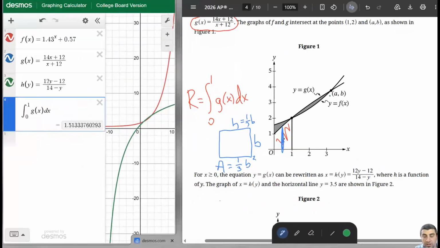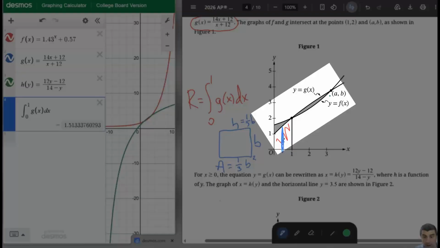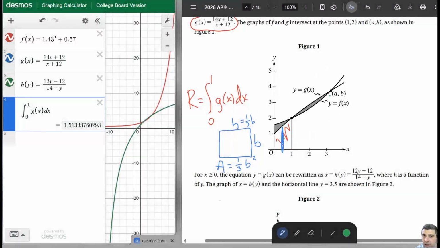Notice the region's boundaries, what's on top and bottom, change. At first, it's f that's on top, and then g's on bottom, and then it switches. We don't even have to really worry about that if we integrate the absolute value of the difference of the functions. But what we do have to make sure we account for is the intersection point.